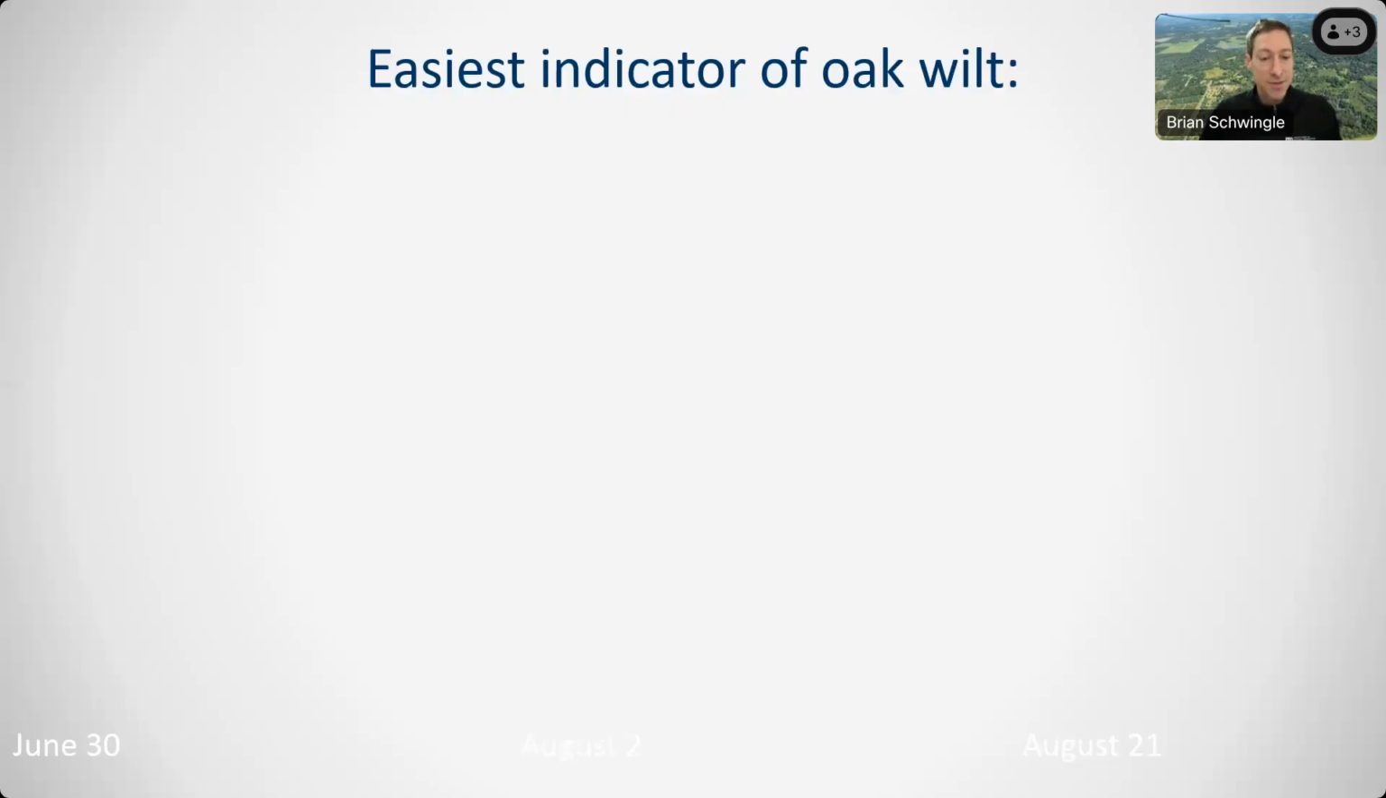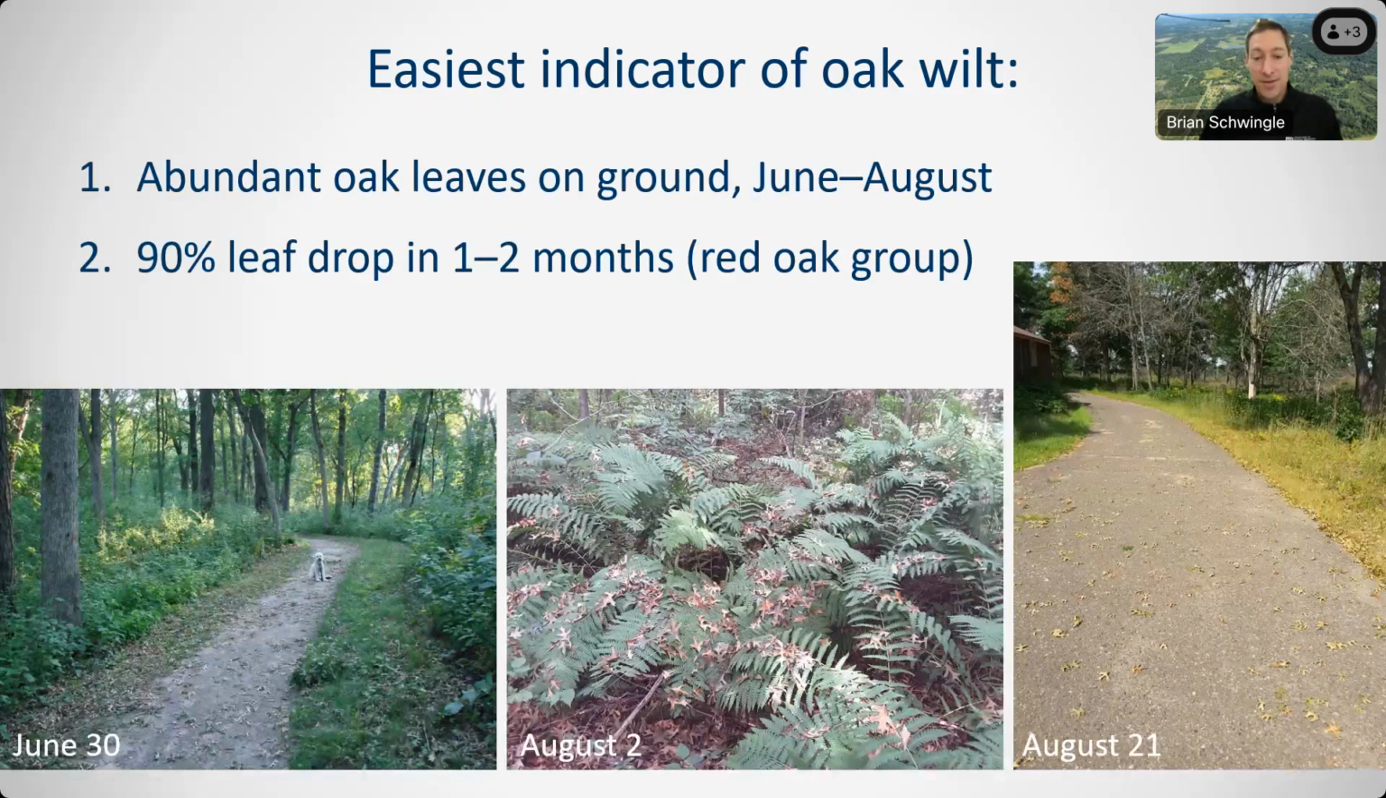But again, back to oak wilt 101 and the easiest way to identify oak wilt. If you are getting abundant leaves on the ground, and in 1 month a red oak has dropped 90% or more of its leaves, or in 2 months, that's probably oak wilt in Minnesota. Again, lightning strike can do that. There's also a disease called bacterial leaf scorch, which has never been confirmed in Minnesota or Wisconsin. I suspect it's here in very low numbers. That can do that too, but then the next year the tree comes back, which is not the case with oak wilt.